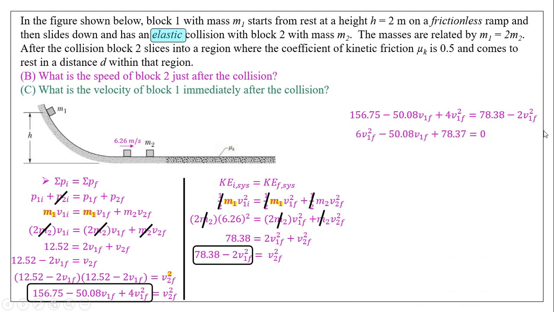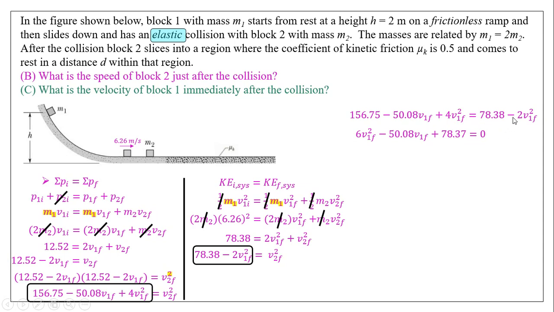And then I'm just going to go ahead and combine like terms. Here's the 78.38. That doesn't have a v1f, so I'm just going to combine it with the 156.75. Those are like terms. This is a positive 78.38, so I'm going to move it to the left side, which causes it to be subtract. So if you take 156.75 minus 78.38, you'll get 78.36.